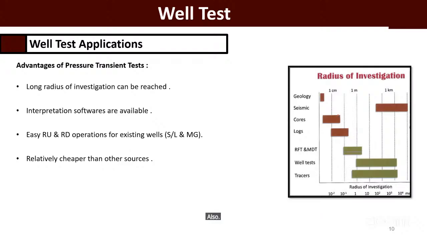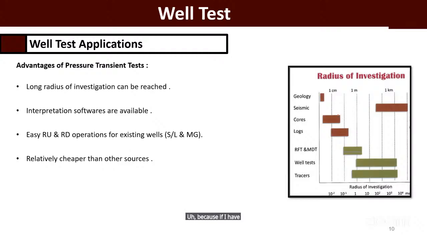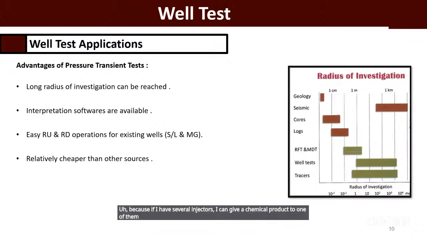Also, we have the tracers. Tracers we use in water flooding in some applications or steam flooding in some applications. Because if I have several injectors, I can give a chemical product to each of them. In case of breakthrough, I can analyze the water that caused the breakthrough and identify the injector that caused this problem.